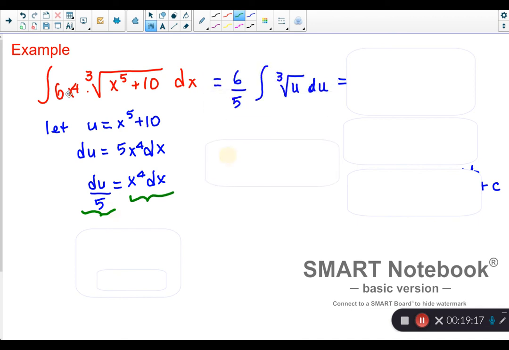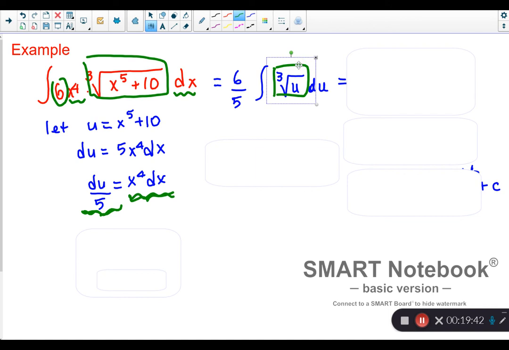So the 6 was taken outside, the cube root of x to the 5 plus 10 is replaced with the cube root of u. So this has been taken outside, so now we have to worry about x to the 4 dx, and we know x to the 4 dx is the same as du over 5. I put the du on the inside and over 5 on the outside. If you wanted to, you could have certainly put the du over 5 in there first, and then in the next step factor out the 1 over 5. Okay, now we see we have a much simpler integral that we are dealing with, right?